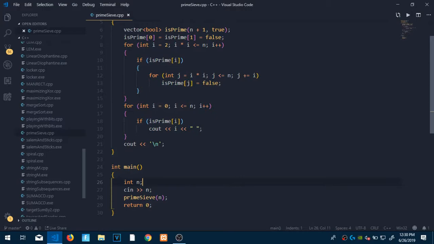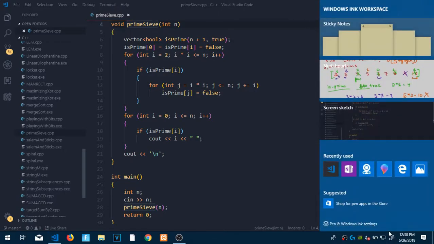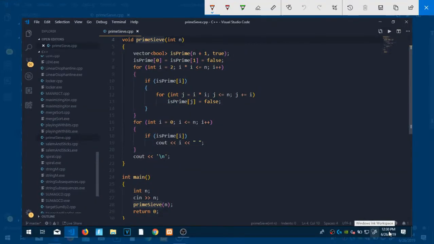Okay, so this is the implementation right here. Let me start explaining it to you. Okay, so let me open the sketchpad, the screen sketch. Right, so we'll start to look at this function main.